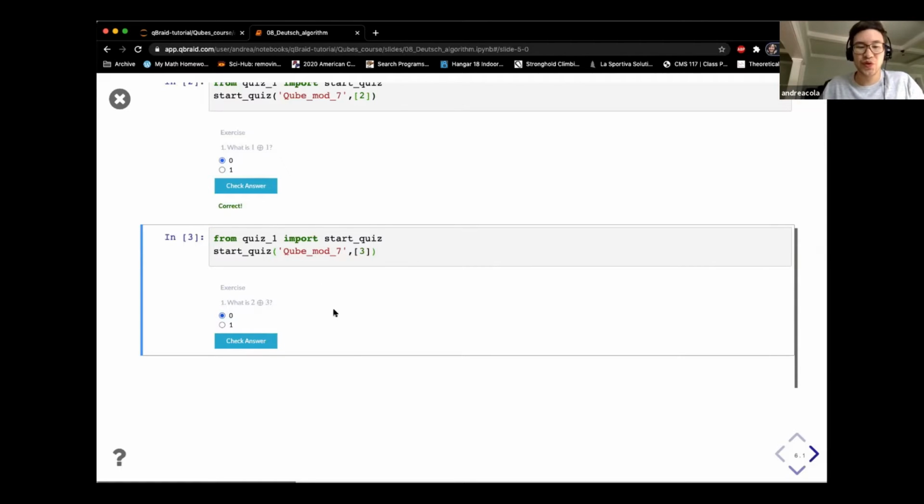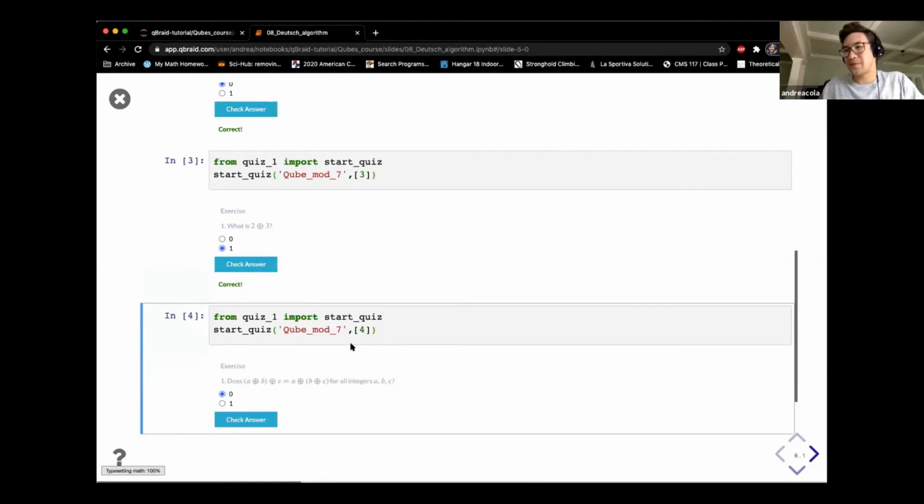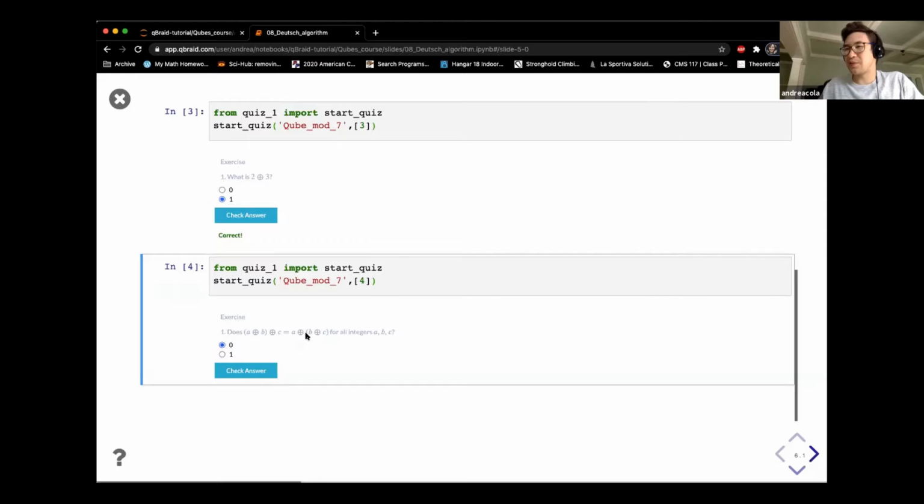And what is 2 XOR 3? Yeah, so here if I'm taking A and B to be any integers, yep, so it's odd. Good. So you all are getting it right. Very good. Now this is slightly more complicated.